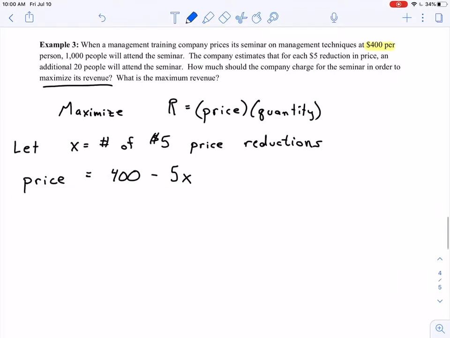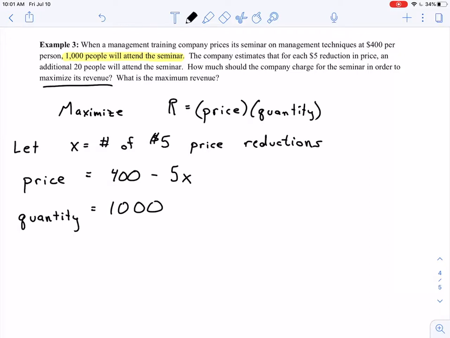Now I've got to have my quantity. So the quantity. All right, so the quantity here, again, I'm going to turn my attention to that baseline. Again, they said $400 per person, 1,000 people will attend the seminar. This time I'm thinking about how many tickets am I going to sell? How many people are going to attend the seminar? So our baseline here is 1,000 people will attend this seminar. So I start off by saying, okay, if I don't change the price at all, I'm going to have 1,000 people show up for this seminar.